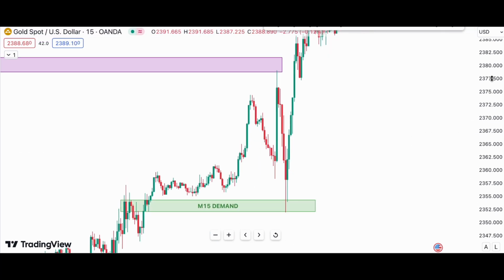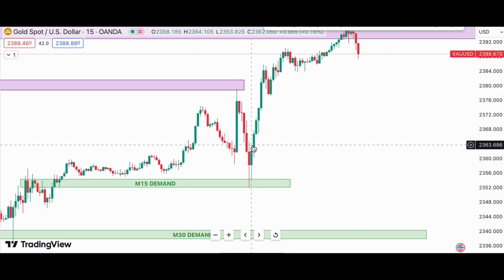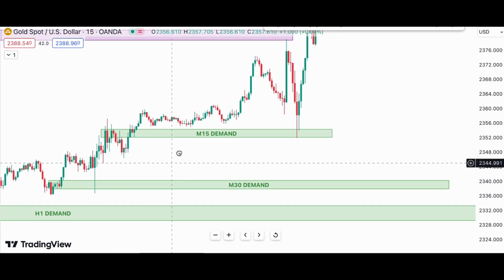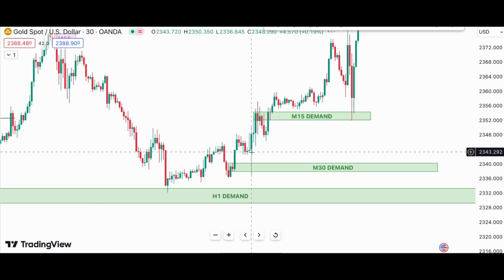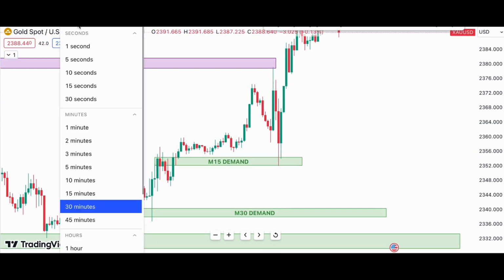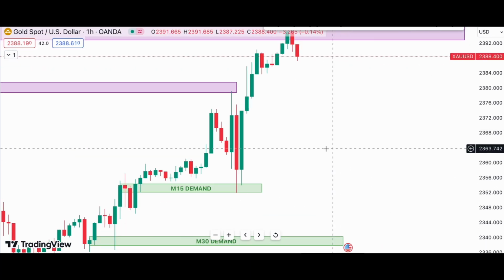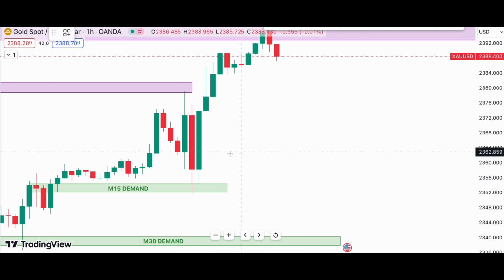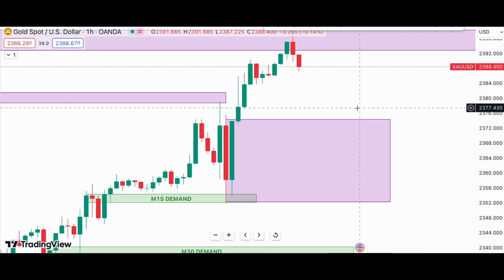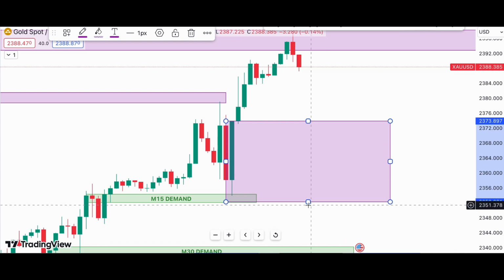Then the second demand zone should be around here. This is another demand zone, and at the bottom right here is yet another demand zone. This is a small one since it is the M15 zone. If you look at the M30, this zone seems quite big, and on H1 it is even bigger. You see right here we have a bullish engulfing. But this zone seems too big. As we can see, almost 200 pips, crazy.